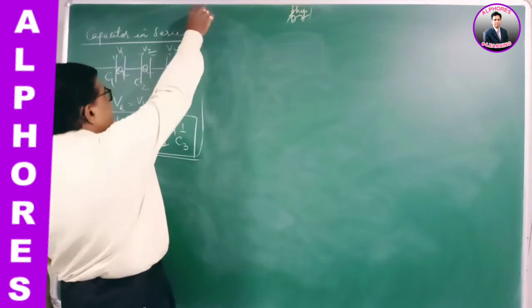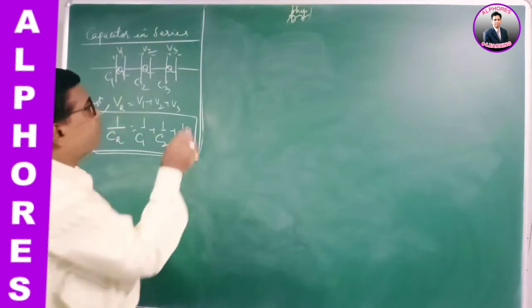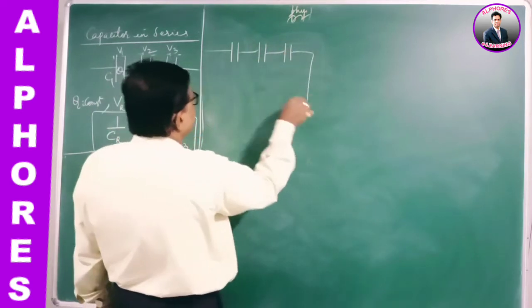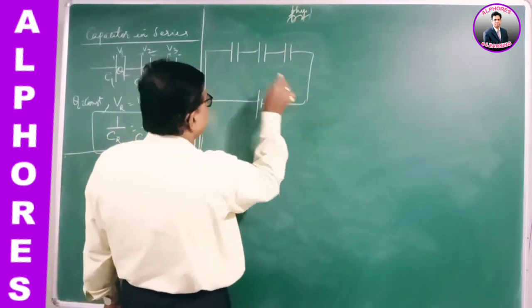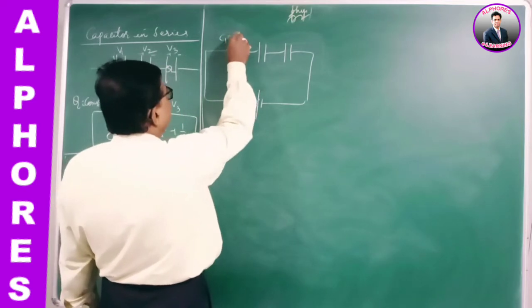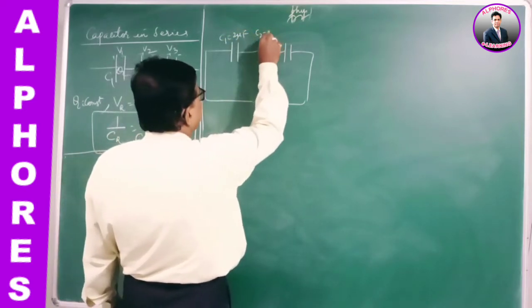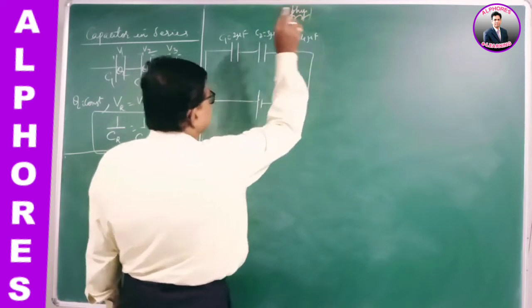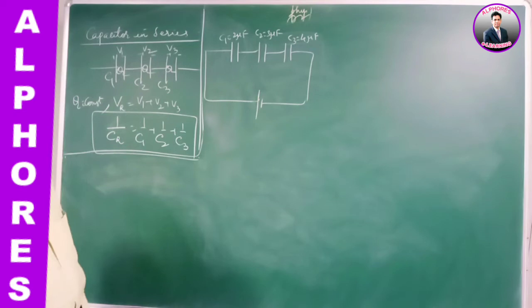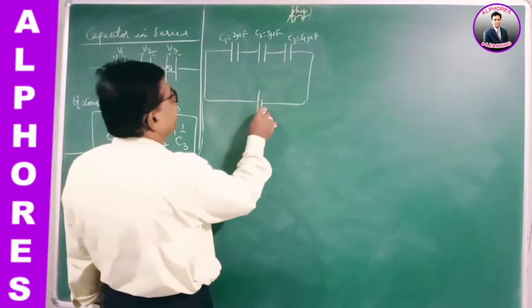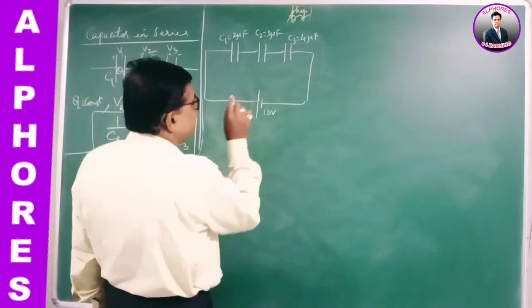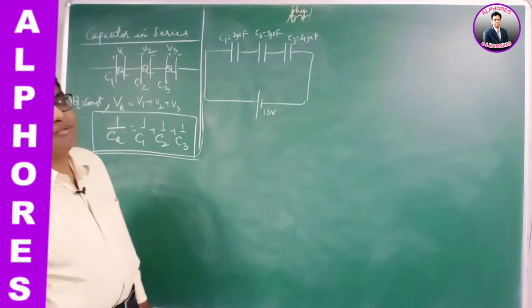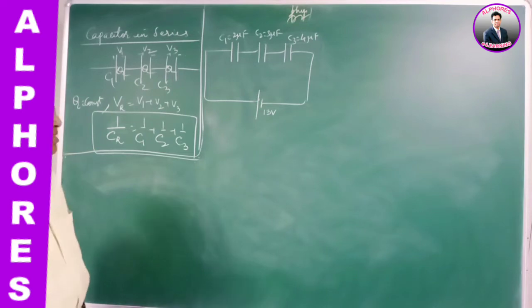Let us take up a simple problem. Let's suppose there are 3 capacitors connected in series to a battery. Let C1 be 2 microfarad, C2 be 3 microfarad, and C3 be 4 microfarad. All three are connected to a 13 volt battery. Then what would be the resultant capacity? We will find out.